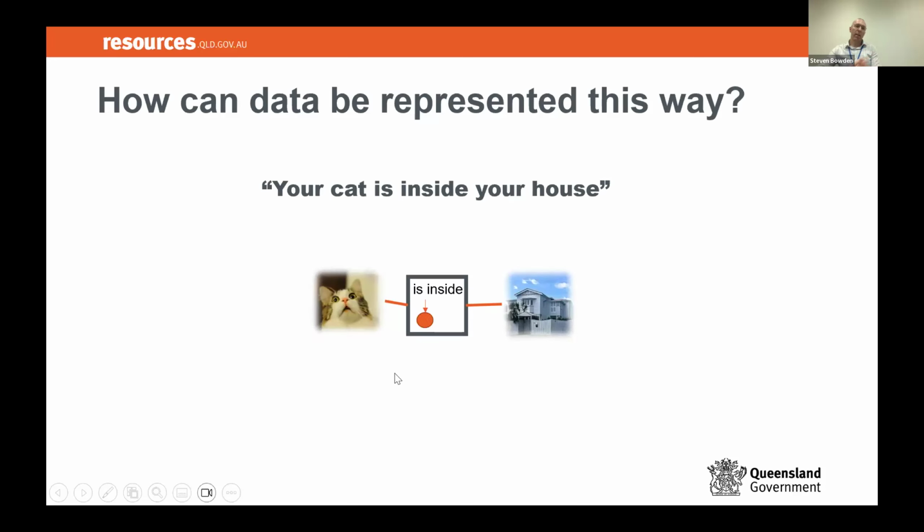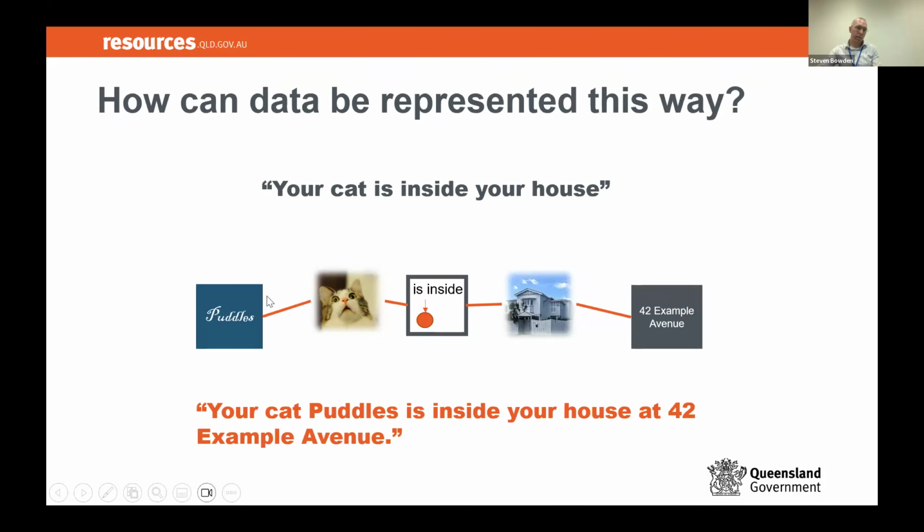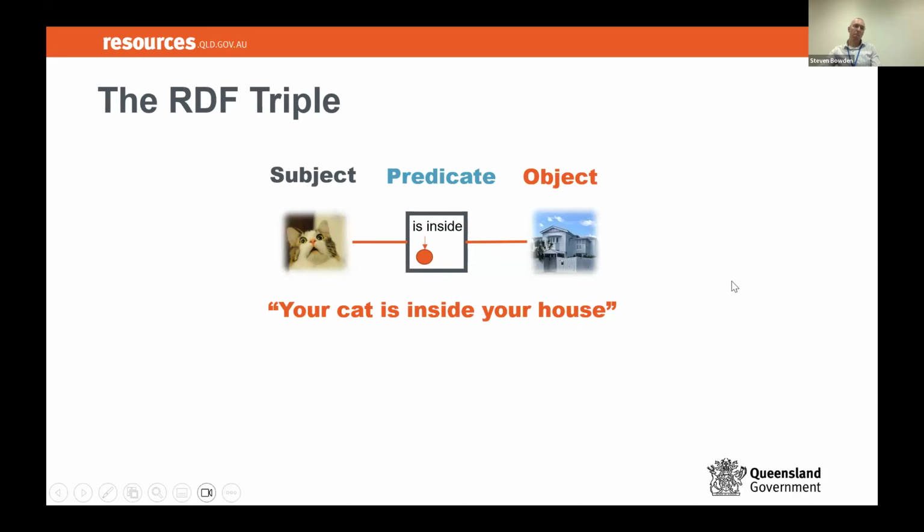You can then put that data in. So your cat is inside your house, or your cat, Puddles, is inside your house at 42 Example Avenue. And we actually store this data as a triple, the RDF triple: subject, predicate, object. Your cat is inside your house. So your cat is the subject, the predicate is being inside, and the object is your house.